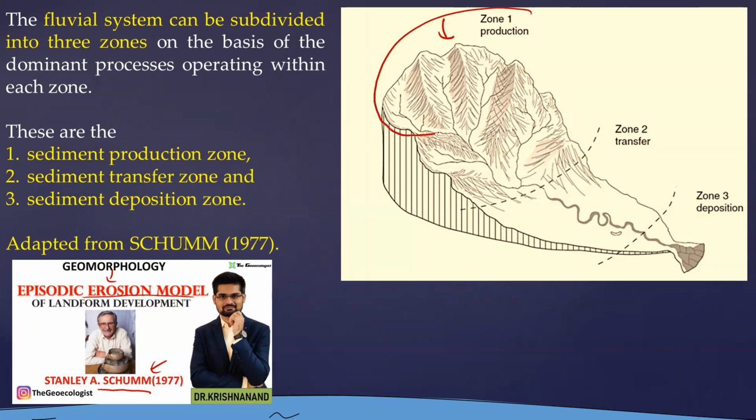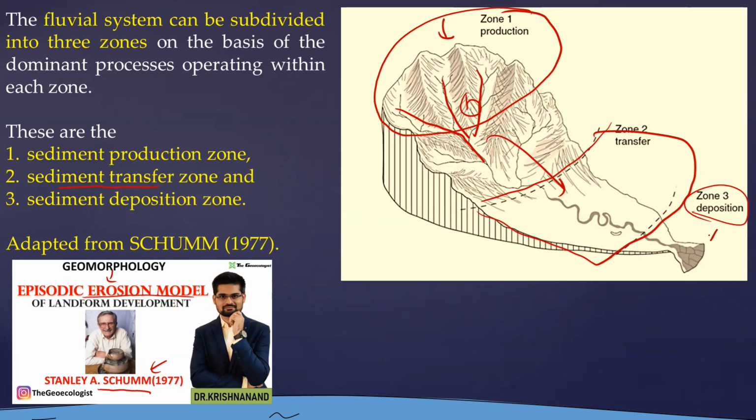The first zone is the zone of production, from where these consequent streams rise, right? This is the production zone. Then you have the zone of transfer, right? This particular zone is where sediment gets transferred from zone 1 to zone 3. And then you have the third zone, which is the zone of deposition. So this zonation of the entire river basin was done by Schumm. That is important to remember.